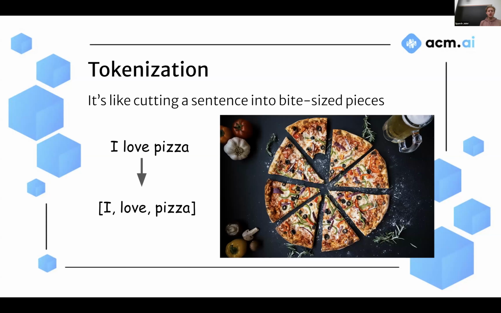So I love pizza becomes I, love, pizza. That's like the easiest. That's just one way of doing tokenization, where you separate on the spaces and say that each piece is a discrete word.